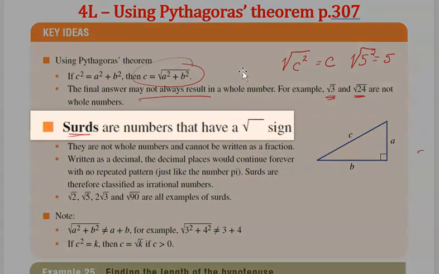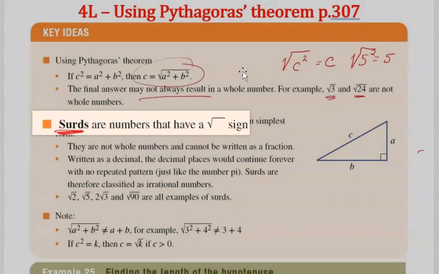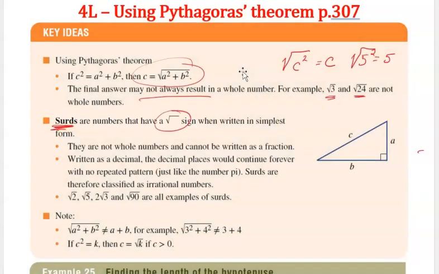And sometimes, this is a new term for us, we get what's called a surd. Surds are shown with this square root sign, and that's their simplest form. That's what we're going to call the exact number, the exact answer. So they're not whole numbers. They cannot be written as fractions, and because of that, they're known as irrational numbers. And we've seen these before. Written as a decimal, they continue forever and ever with no repeats, no pattern, just like our friend pi.